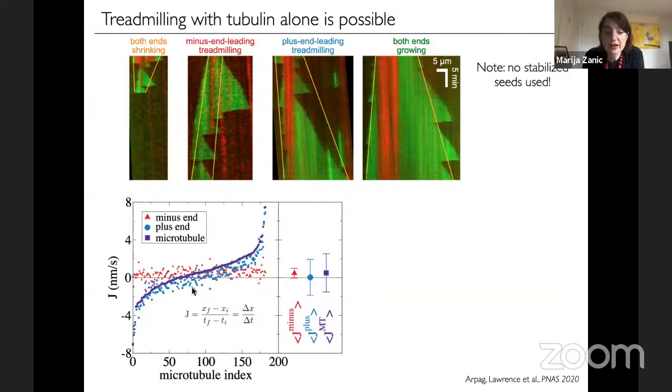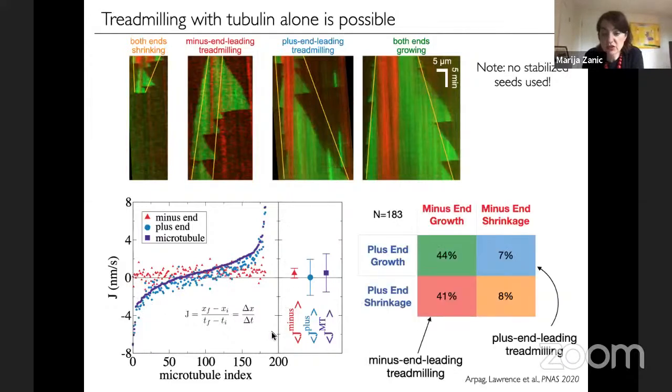If we characterize the fluxes at each of these ends for each of these microtubules, we see that, as expected, minus ends have positive flux. It is a fairly small flux. Plus ends show a variety of fluxes, such that with this categorization, we can see that about half of our microtubule population can be, in principle, classified as treadmilling. And the vast majority of them are minus end leading. Okay, so what I'm telling you is that, in principle, treadmilling with tubulin alone is possible.